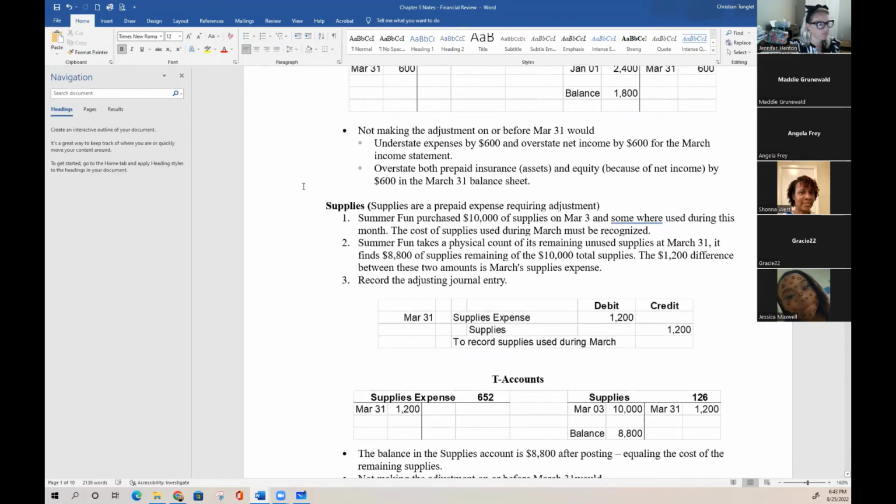All right, so here's another example with supplies. So same thing, we are purchasing supplies, $10,000. That's an asset. We're bringing something in that we're going to use later in the future.